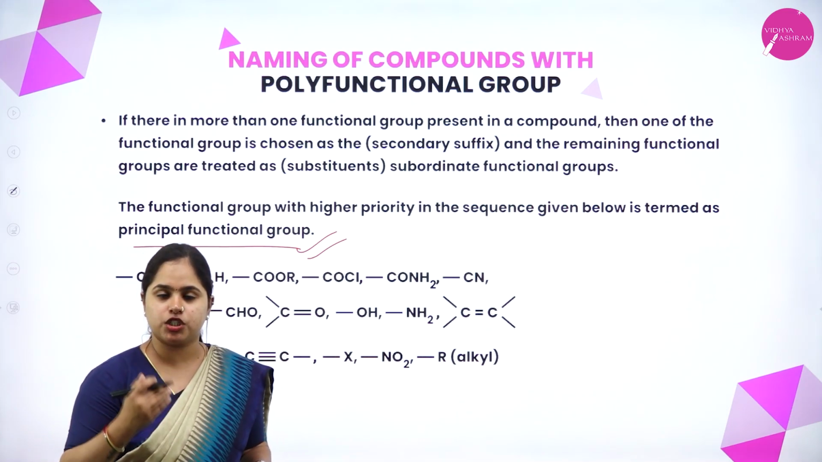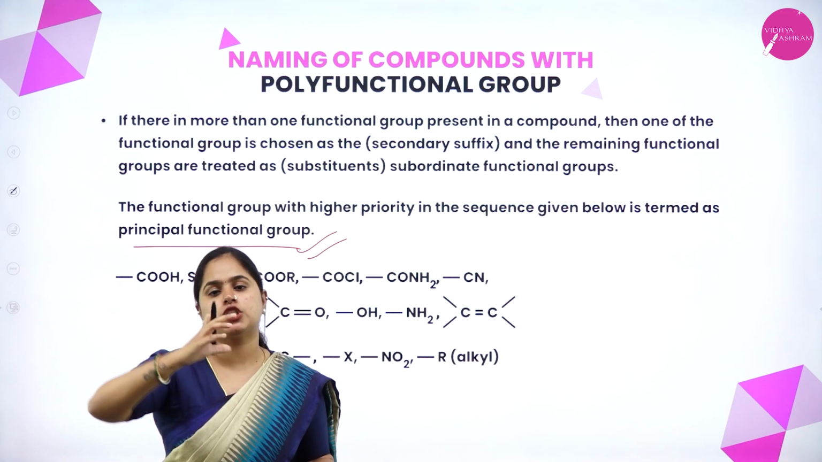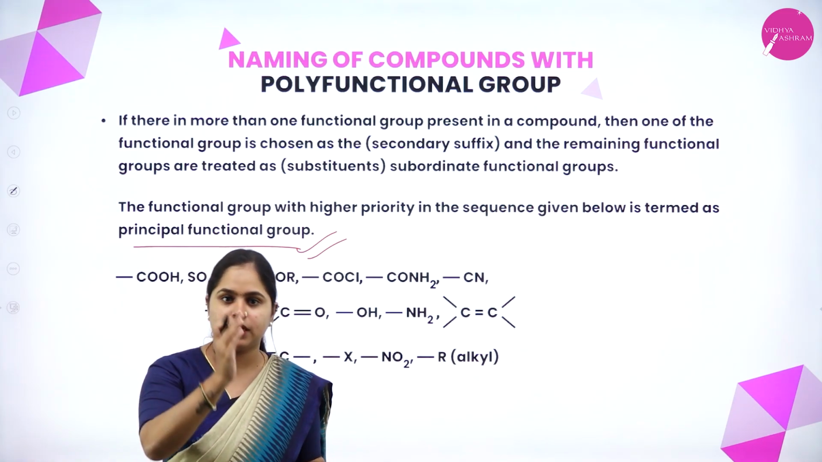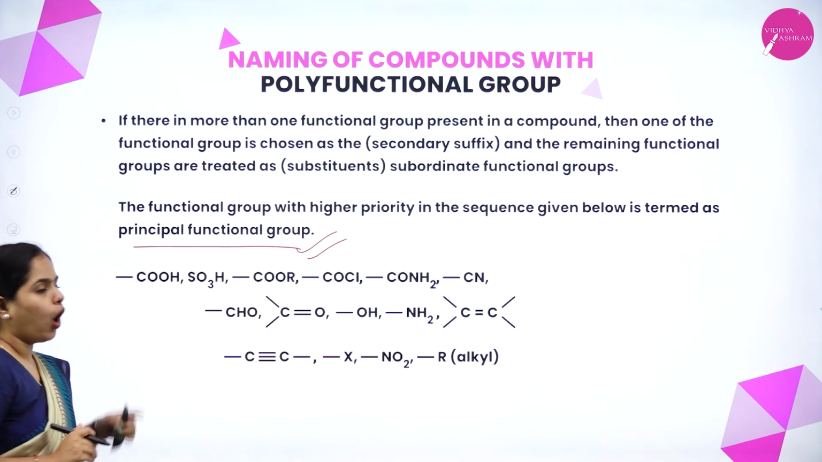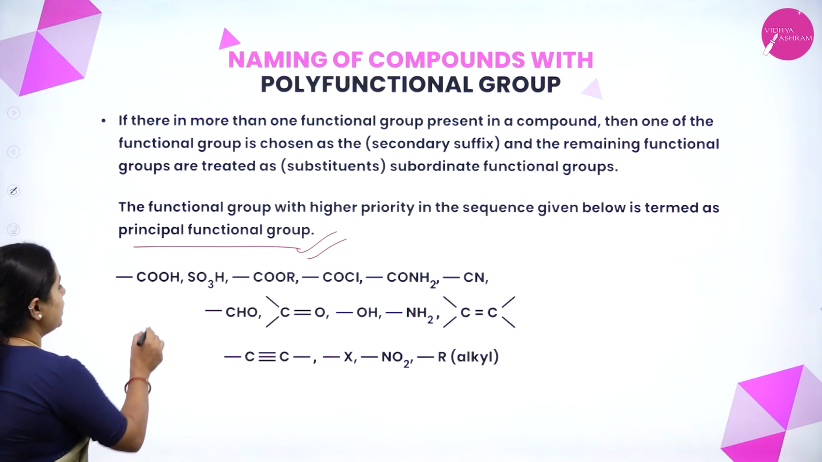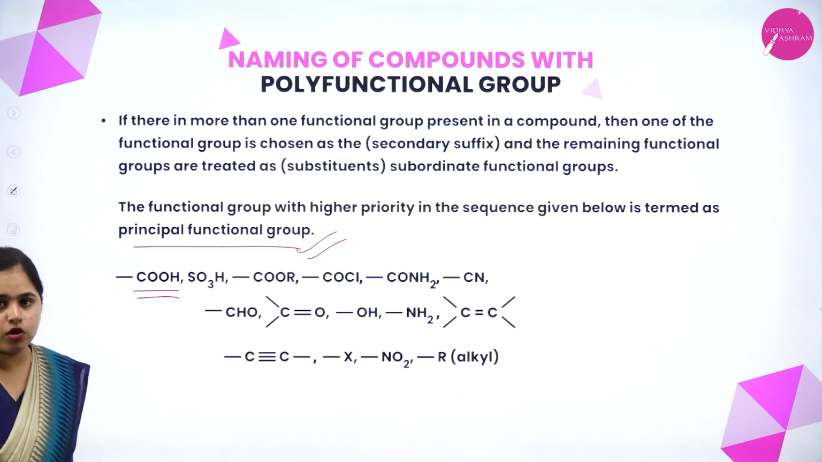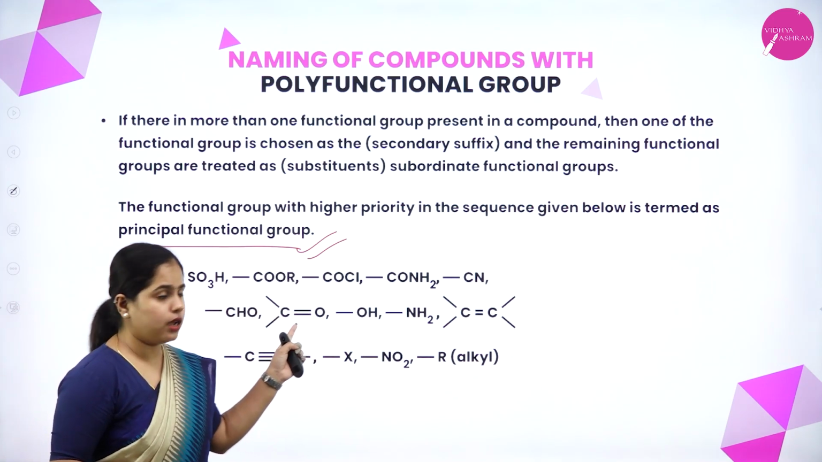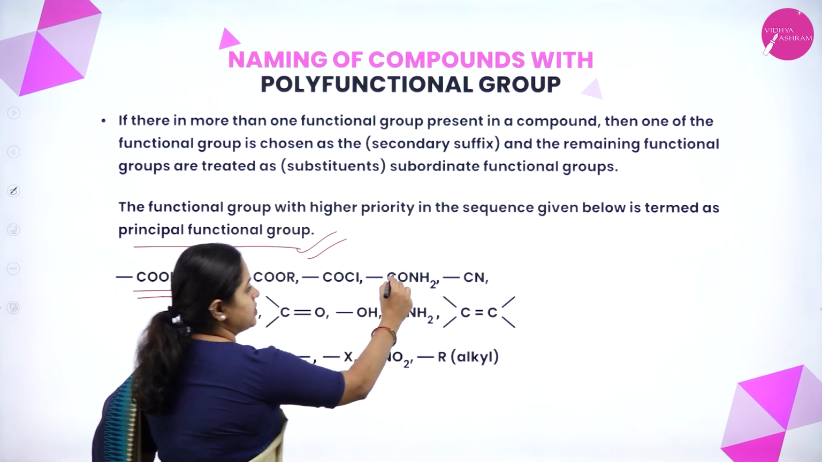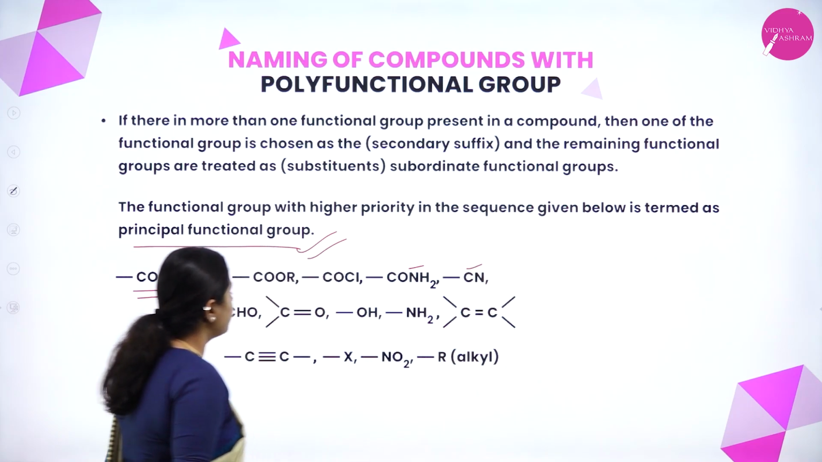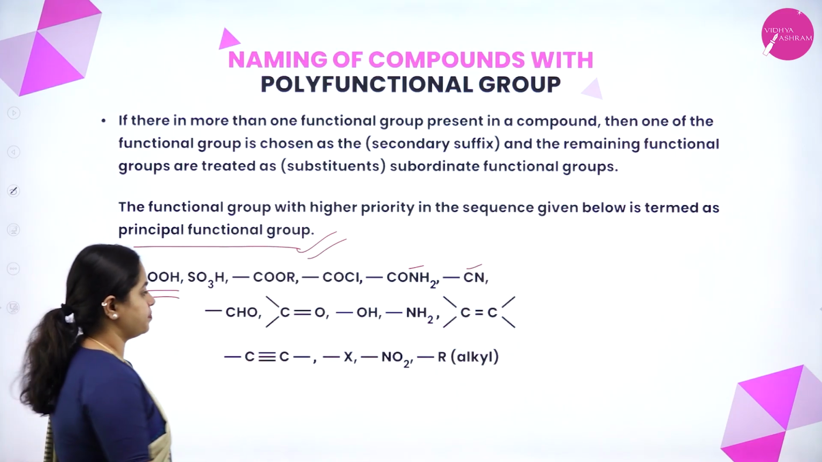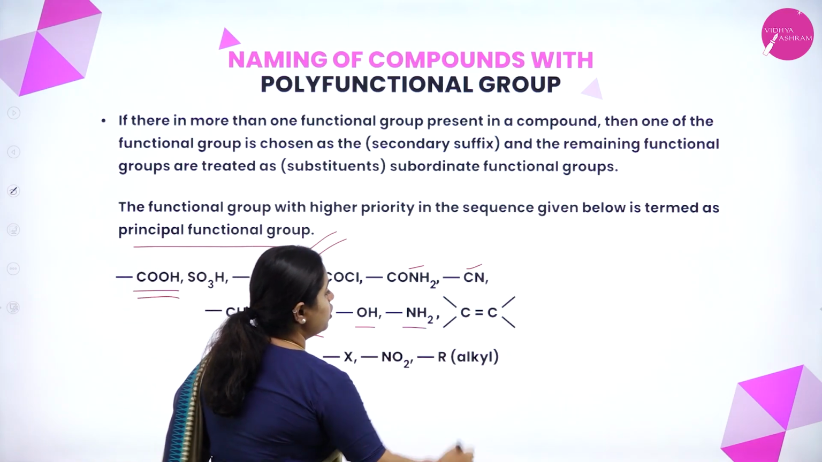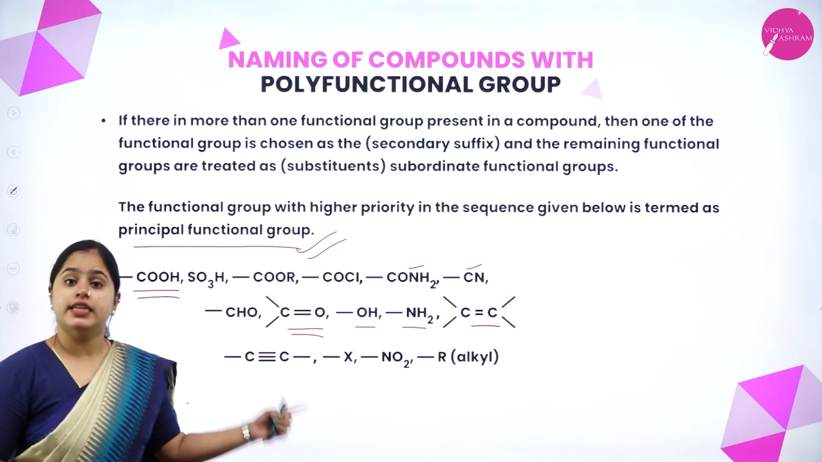The name of the principal functional group will come in the suffix. The substituents, that is, the other functional groups, will come in the prefix. So this is the order of priority. The highest priority goes to carboxylic acid, then comes sulfonic acid, then ester, then acid chloride, amide, nitrile, and then you have aldehyde, then ketone, then alcohol, then NH2, then what is this? This is double bond, right?